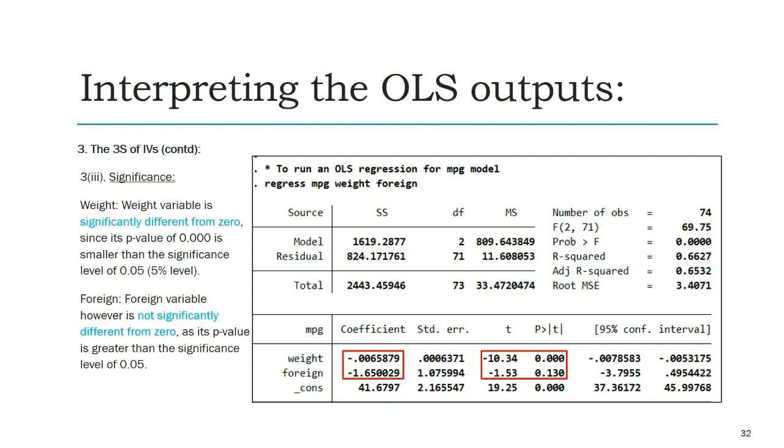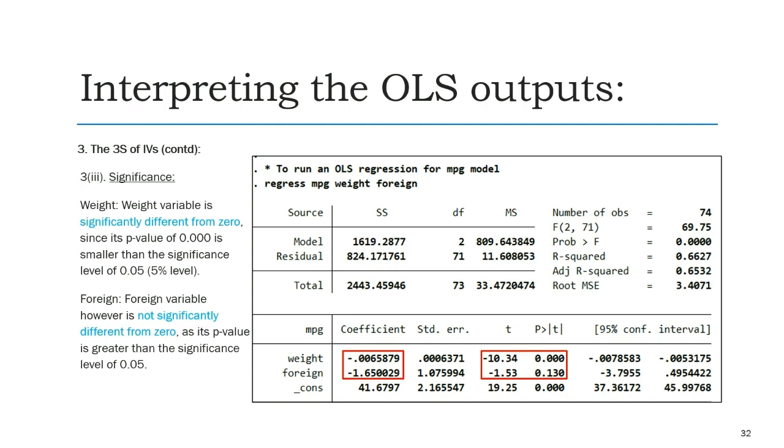However, this is not the case for the foreign variable. We can see that the p-value is 0.13, which is greater than the significance level of 0.05. Therefore, we can conclude that foreign variable is not significantly different from 0. In other words, the variable is not significant in the model. Only weight is significant. So that will be the way to interpret the OLS result.